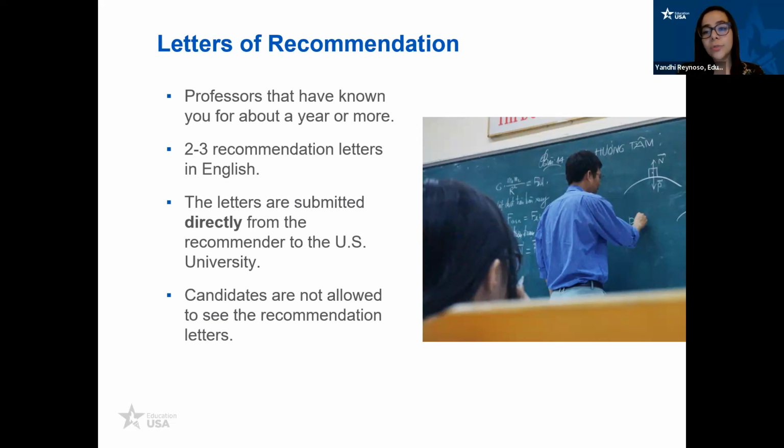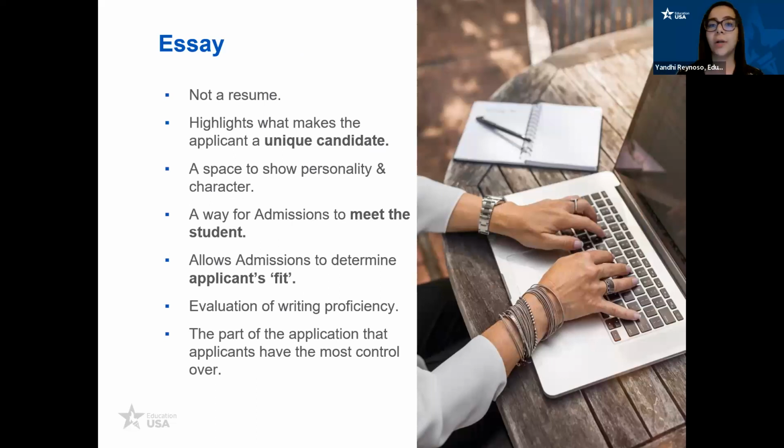As I said, usually institutions will recommend you submit between 2 or 3 letters. These letters need to be in English, and the letters are submitted directly to the institution. You are not allowed to see the recommendation letters. We've had different workshops, and we do have many resources for your recommenders. So if you already have a recommender, you can put them in contact with us, with your advising center, and we can share with them some resources that will help them start writing these letters of recommendation.